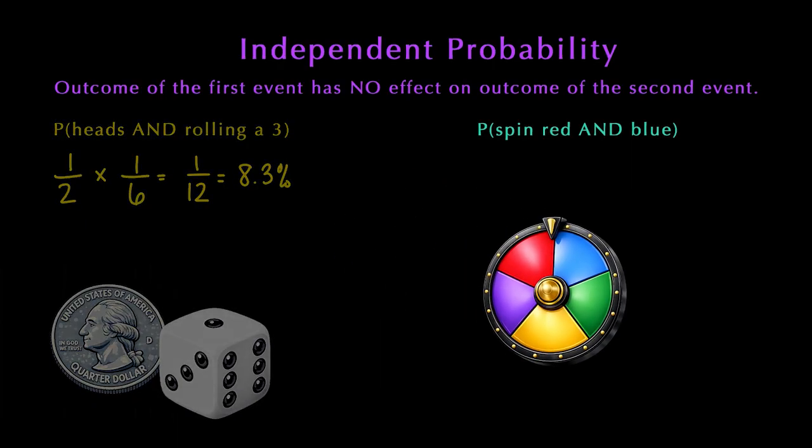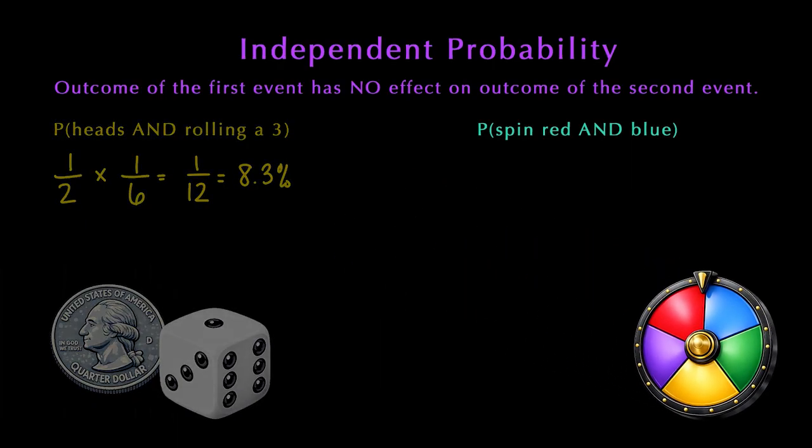Let's look at spinning a spinner. If I spin the spinner and I have 5 possible options, one of them is red. That is a 1 in 5 chance. And then the second time I spin the spinner, I want to get a blue. So the probability of spinning and getting a red and then a blue is a 1 in 5 chance again, because every time I spin the spinner, all 5 colors are still there. So now I'm going to multiply that together. That's a 1 in 25 chance, which is even smaller than 1 in 12. So that is a 4% chance.